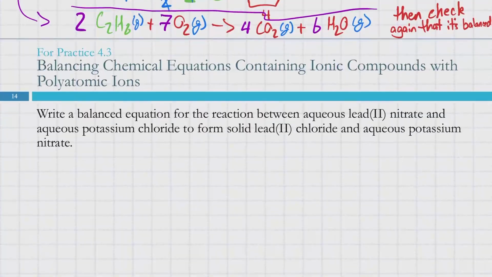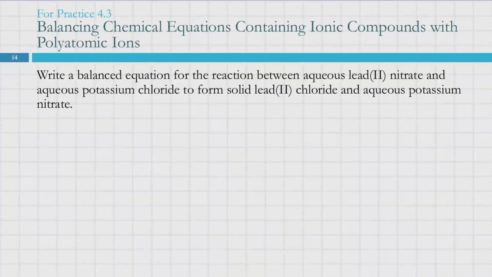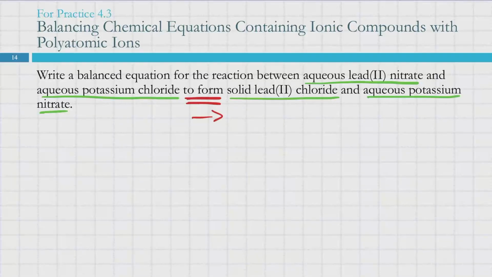All right. We can also do equations between ionic compounds, things that are double displacement or double replacement reactions, like in this one. So we want to write a balanced equation. We've got a reaction between a bunch of different compounds. So underlining all the compounds that we have there in green. And then our key words here, to form. To form means we've switched from reactants to products. So everything before to form, those are our reactants. Everything after to form is our products.